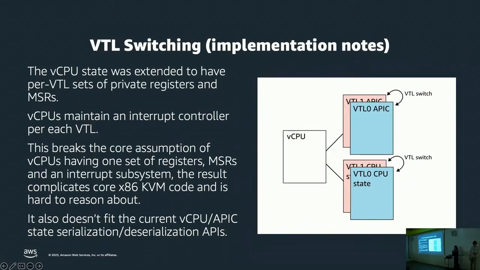Yeah, so some implementation details. What we've done is extend the vCPU state to have multiple sets of those private registers and MSRs. And we did the same for APIC. So now each vCPU can have multiple APICs, one for each VTL. The main challenge that we've seen with this approach is that it's quite intrusive. It goes into core x86 vCPU code, and there are a lot of edge cases where you have to adjust for the fact that you now have multiple APICs and multiple vCPU states.